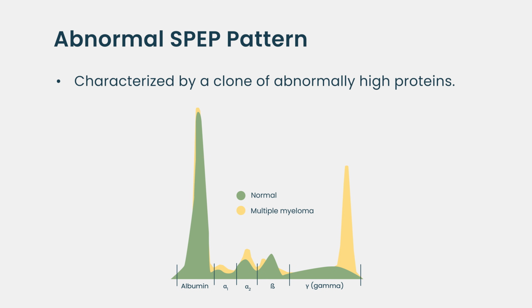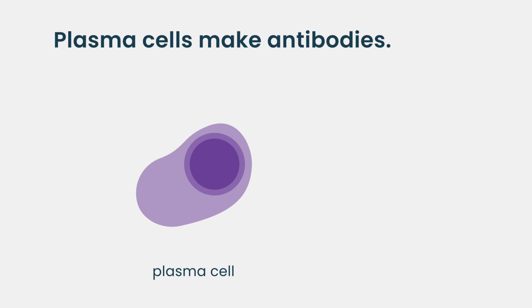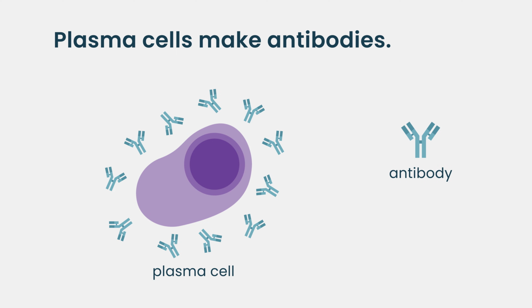Or you can detect a spike, and that's actually a question I get asked in the clinic almost all the time. This is a protein that we can detect in the blood, but it really derives from something called an antibody. Myeloma at its core is a cancer of plasma cells, and plasma cells are the body's natural factory for antibodies.